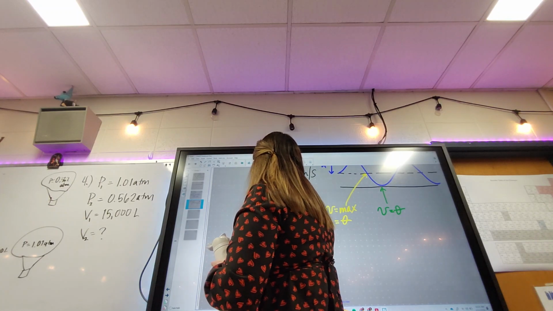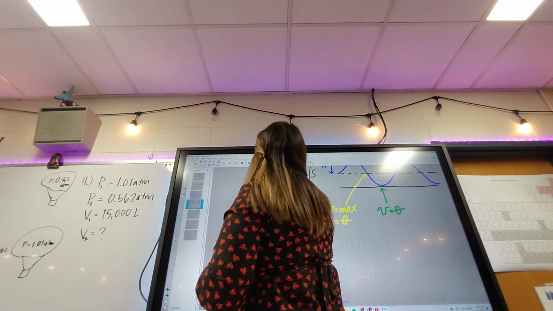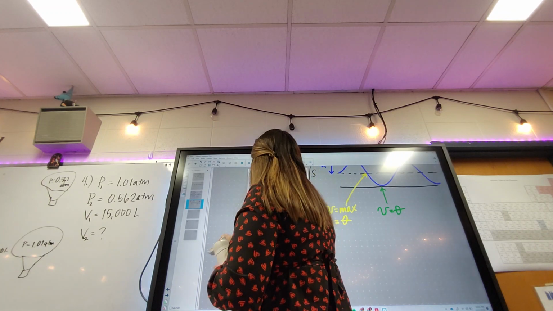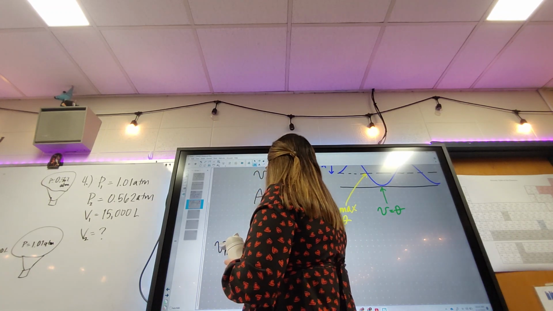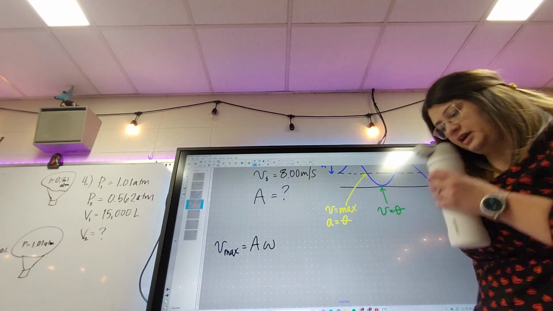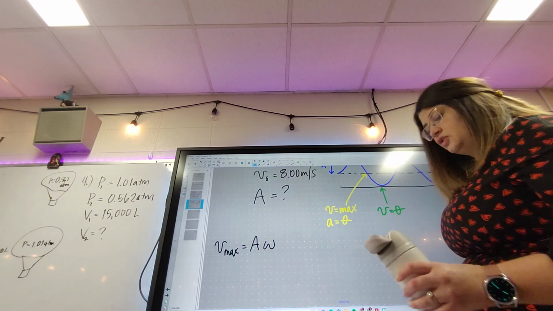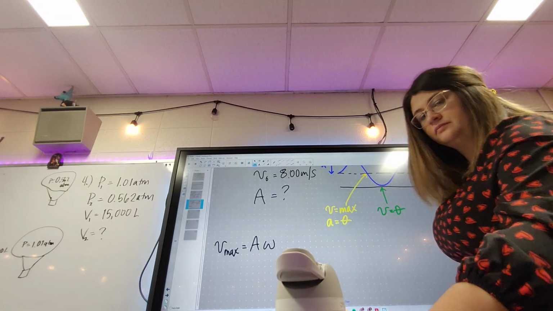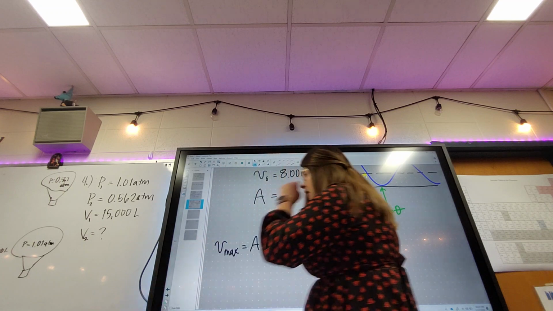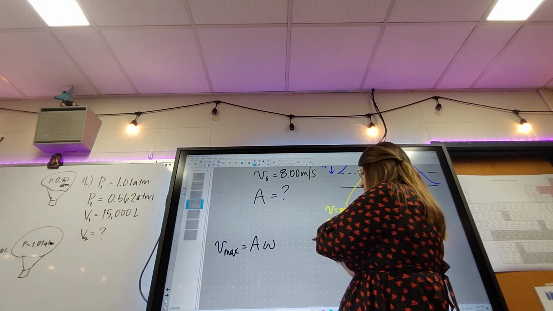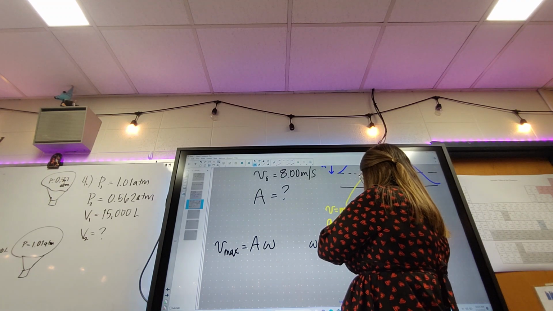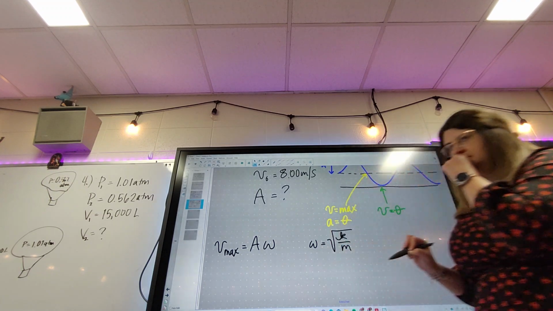There's probably a Vmax formula someplace. Oh, yeah. Vmax equals A, amplitude, times omega. Which is the velocity. But what is omega? We don't know what angular velocity is, but we know a formula for it. That is 2 pi divided by T.